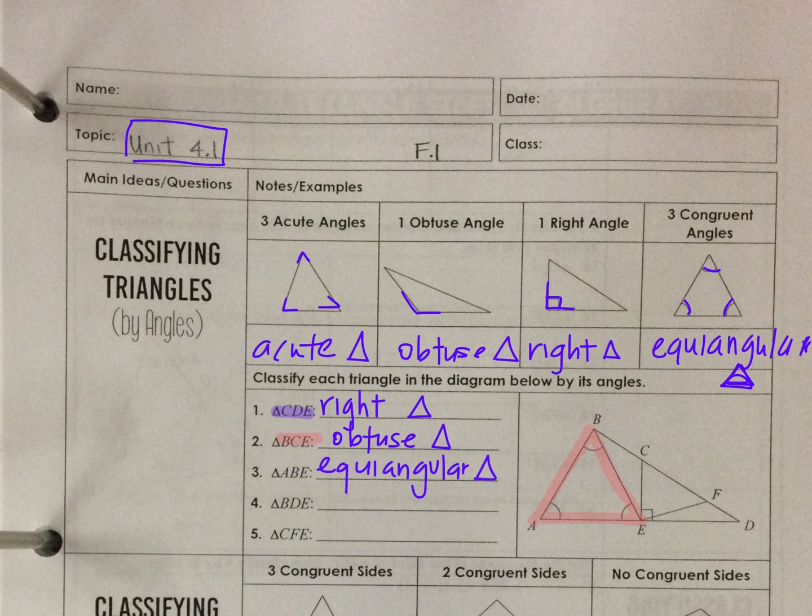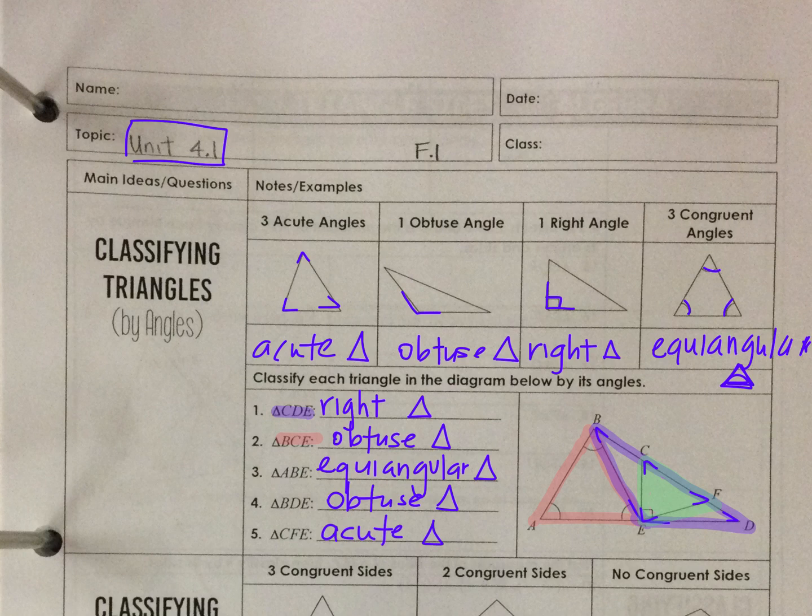The next one is BDE. This is this big guy right here. And when I look at my corners, I see an acute, an acute. Oh, but that one is big. It's an obtuse. So that makes it an obtuse triangle. And the last one is CFE, this green one right here. And if I look at all these little angles, I got an acute, acute, acute. So this is an acute triangle.